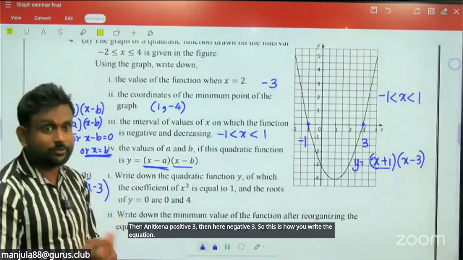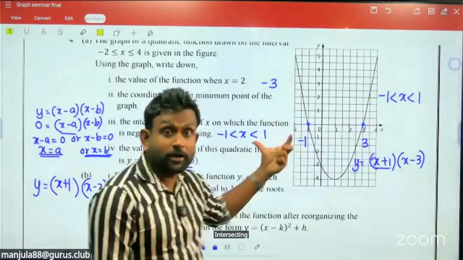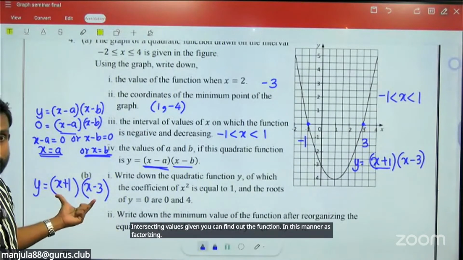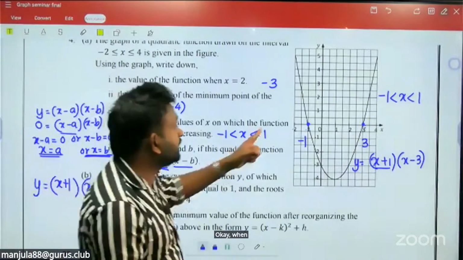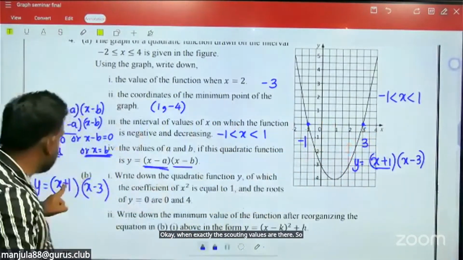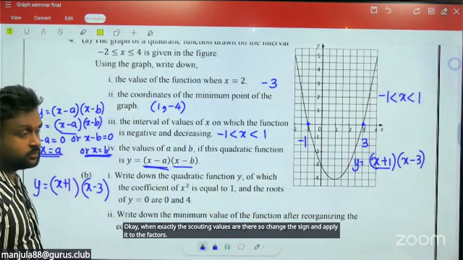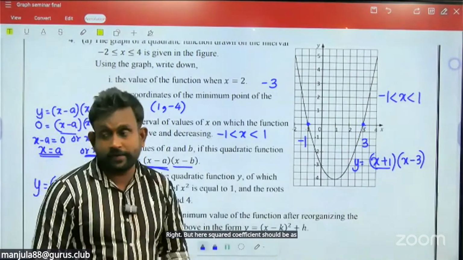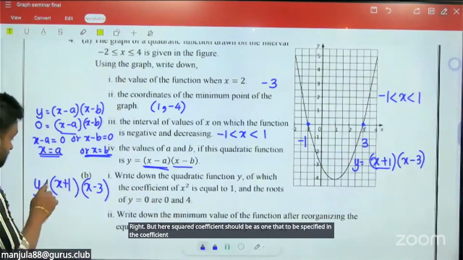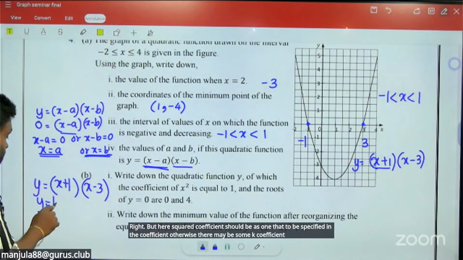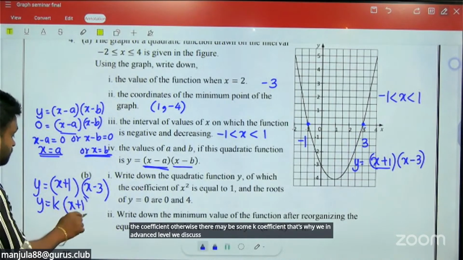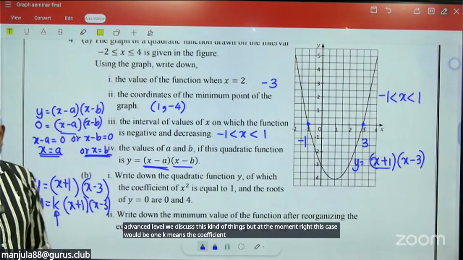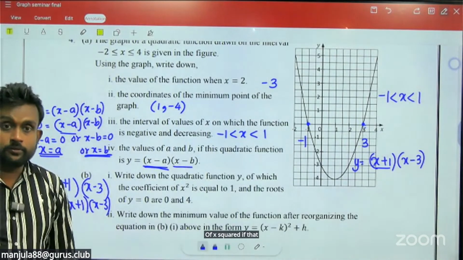So you learned something new: when the x intersecting values are given, you can find out the function in this manner by factorizing. Okay, when exactly the x cutting values are there, change the sign and apply it to the factors, right? But here the x squared coefficient should be 1, that has to be specified. Otherwise, there may be some k coefficient. That's why in advanced level we discuss this kind of thing. But at the moment, this k should be 1. K means the coefficient of x squared, if that is to be specified. Okay.